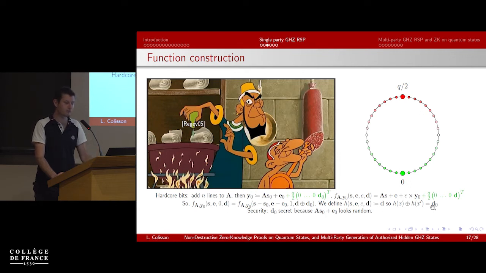So here we have a way to find our hash function h, and it is quite simple. h of x will simply be the last part of your function input.